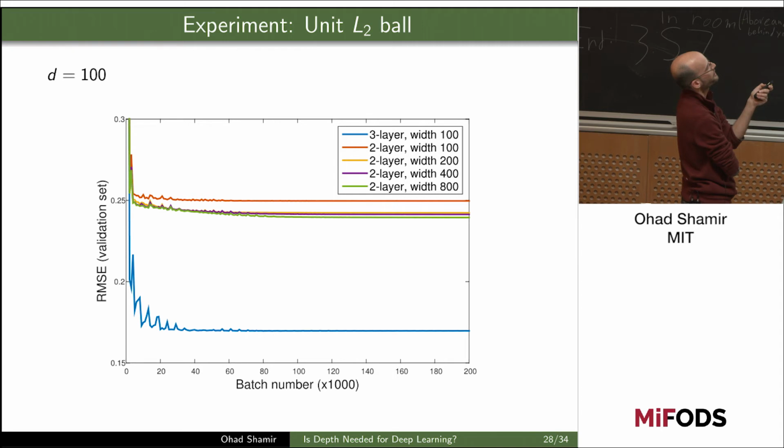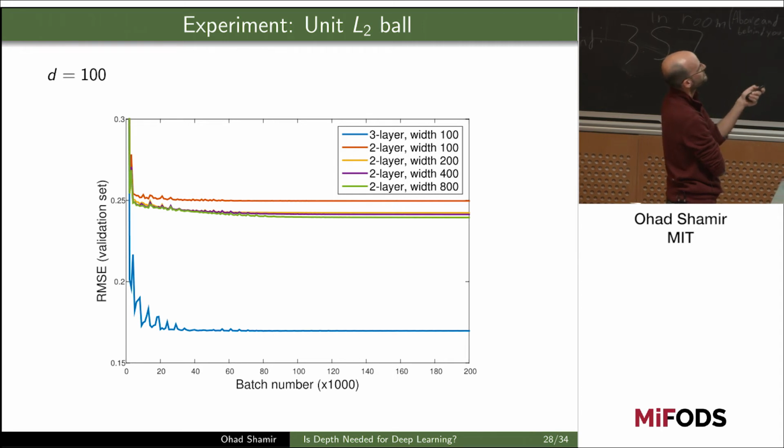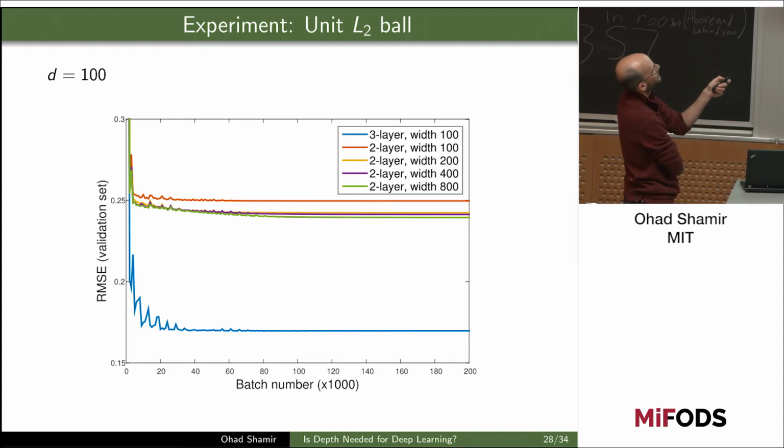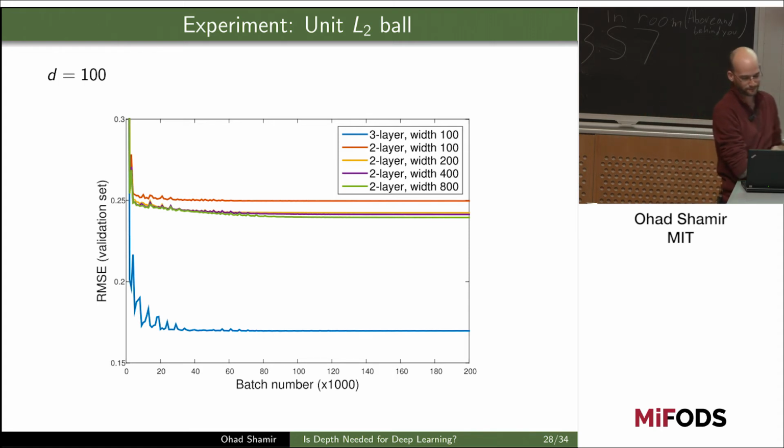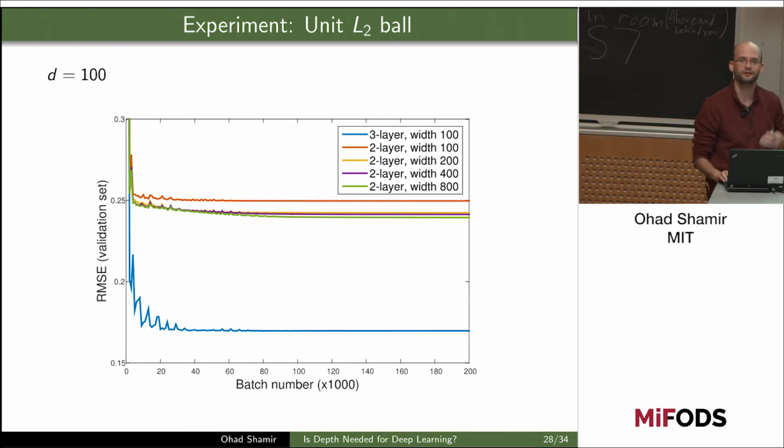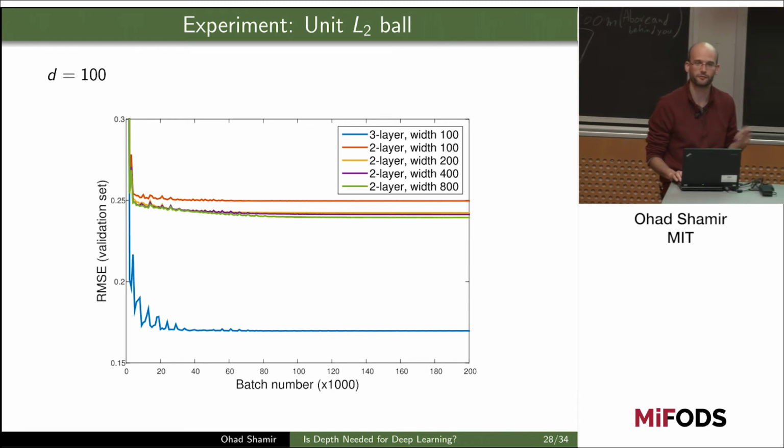Here it's a 3-layer width 100 network, this blue line. And this is when it's a 2-layer width 100. You increase it to 200, 400. At some point, it doesn't really budge anymore. This really seems to be a case where the expressiveness of 2-layer networks is not sufficient to capture L2 balls, even though we can efficiently learn them with deeper networks experimentally.